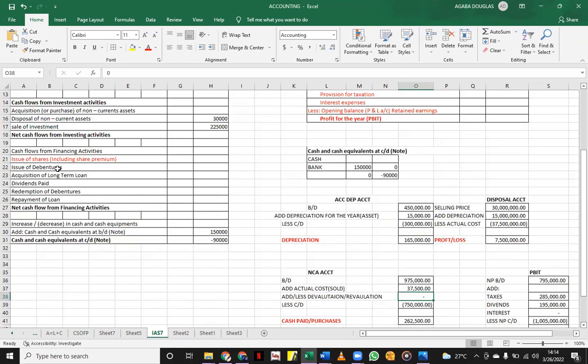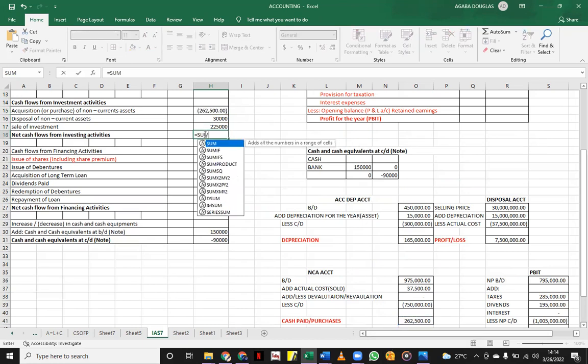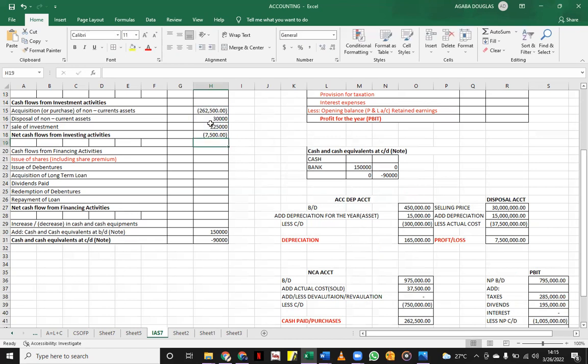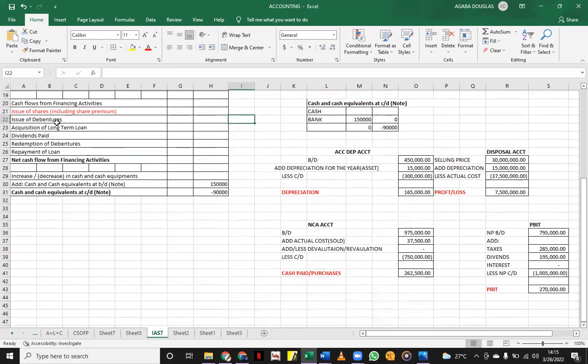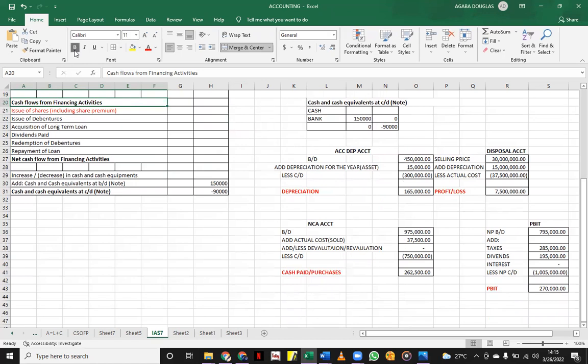So we come to acquisition of an asset, and then we say there was an outflow of this amount. So we put a negative, and then we say there was an outflow of that amount, so that we are able to arrive at our net investing income. Okay, and that is what we have as our net investing income. So we'll simply put it in red for easy identification. And then we'll move to the very last bit of our working, which is cash flow from financing activities.